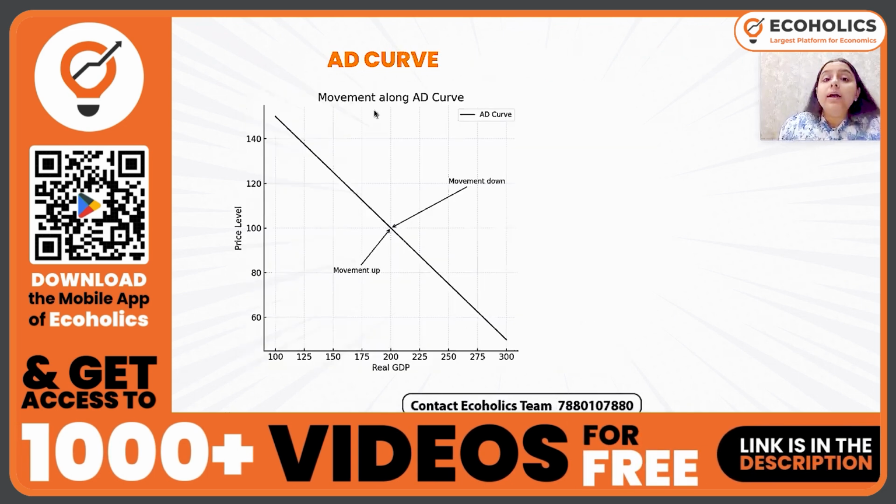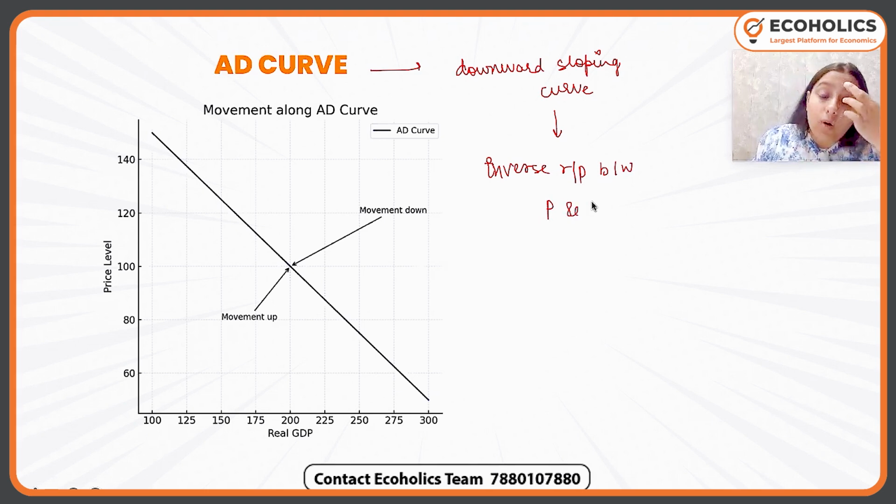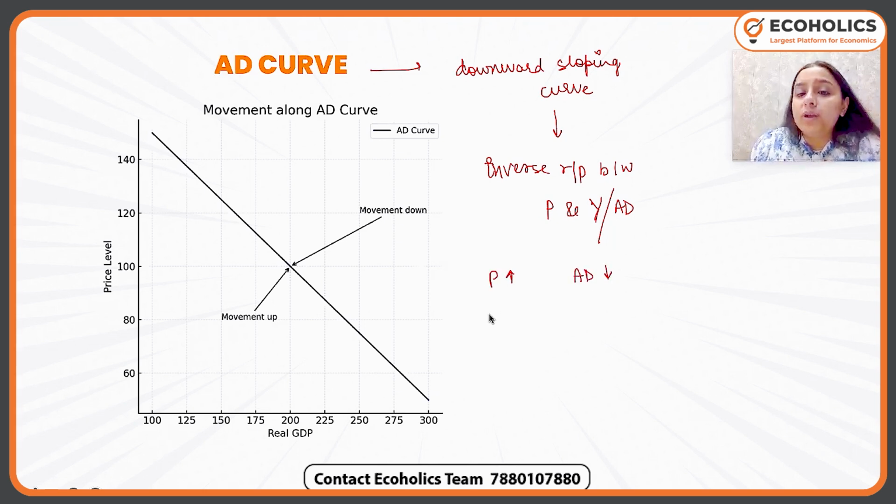Okay, now the aggregate demand curve. The aggregate demand curve is always a downward sloping curve. Why is it a downward sloping curve? Because you have an inverse relationship between prices and aggregate demand, or the output of the economy. You can write anything here for understanding. Because whenever prices increase, aggregate demand would fall. Whenever prices fall, aggregate demand would rise.